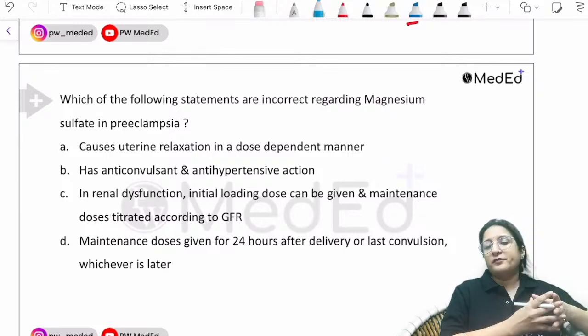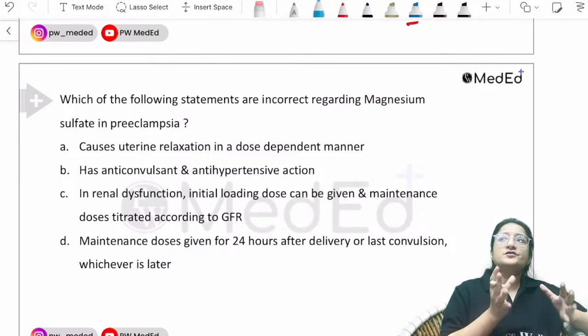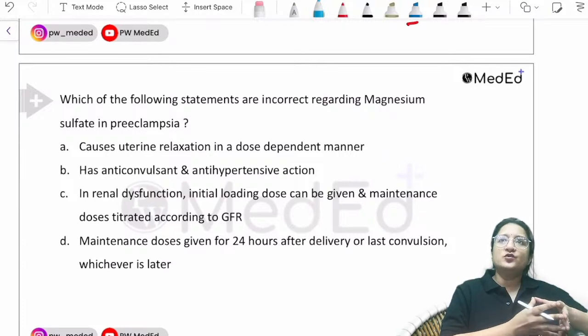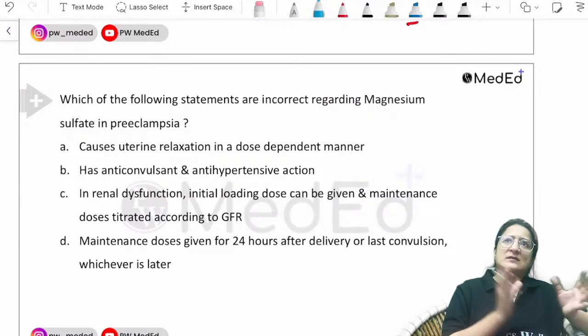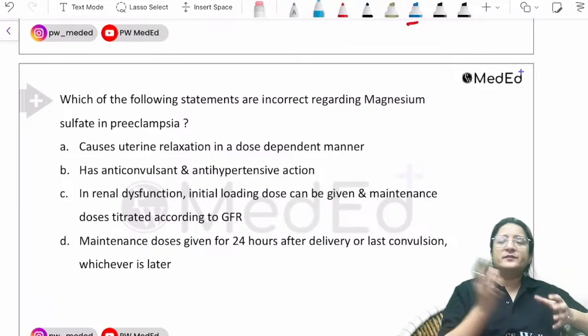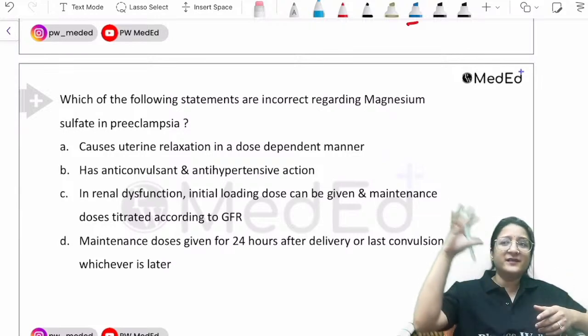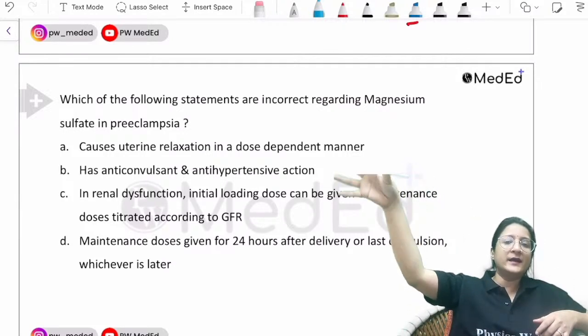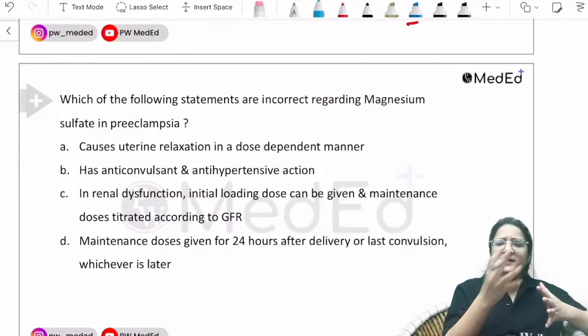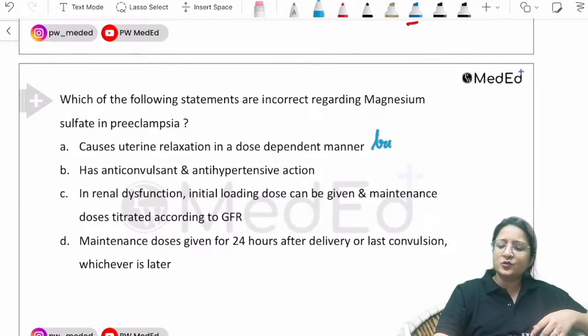The more the dosage of magnesium sulfate. So the dosage of magnesium sulfate that we are typically using, it is seen that when you talk about levels of magnesium sulfate in serum, the tocolytic or uterine relaxation action of magnesium sulfate generally comes at around levels of 8 to 10 milliequivalents per liter. So it is in a dose dependent manner. This is a true statement.